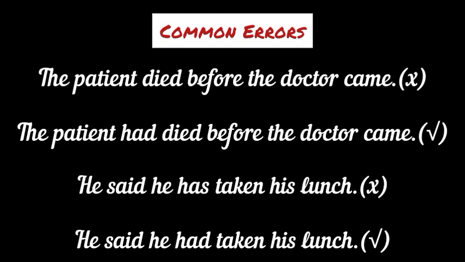We should use the past perfect tense for the earlier or first action and the simple past tense only for the later activity. In the second example, he said that he had taken his lunch. This sentence is wrong because here the reporting verb said is in simple past tense, and in the same sentence the use of present perfect tense had taken is wrong. Here in place of the present perfect has taken, we have to use the past perfect had taken. So the correct sentence would be he said he had taken his lunch.